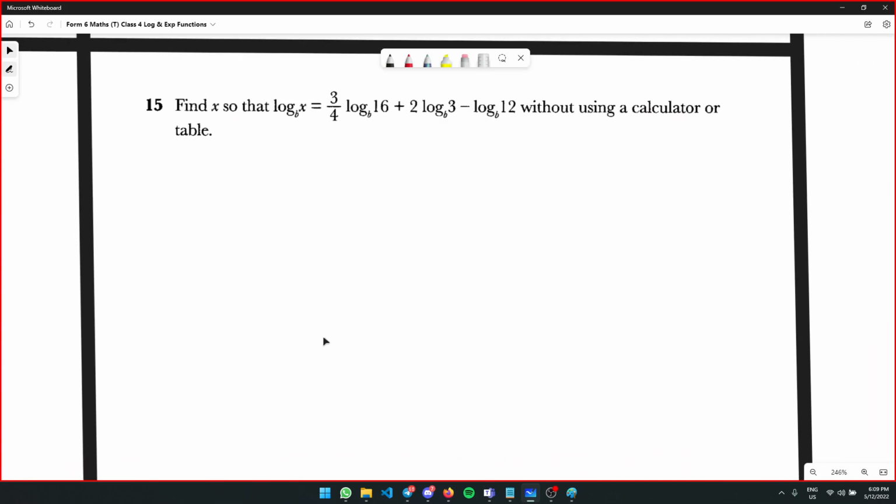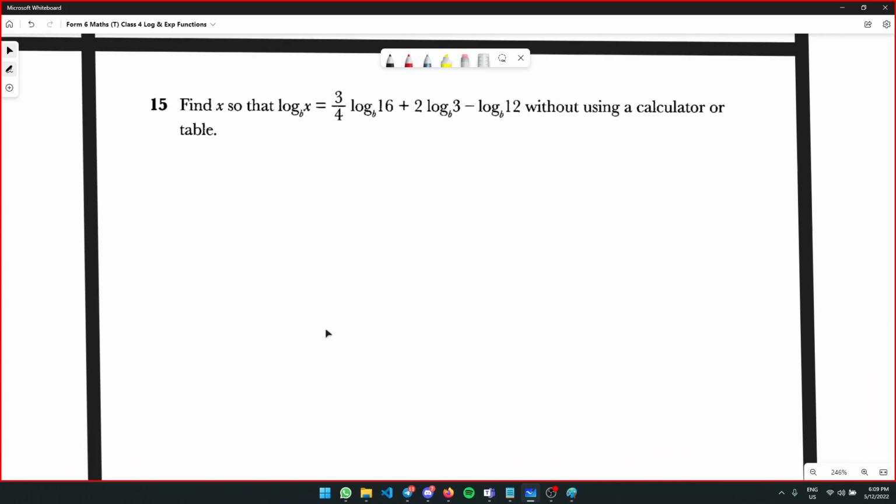Okay, so question 15. This is a special question. I wanted to do this right before we ended class. Find x such that log b x equals the following, without using a calculator. When it says without using a calculator, usually what that means is they want the value, and the value is usually something very perfect. It could be an irrational number, but the fraction will look really nice, or it is a whole number.